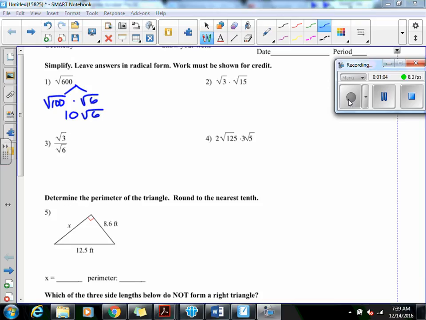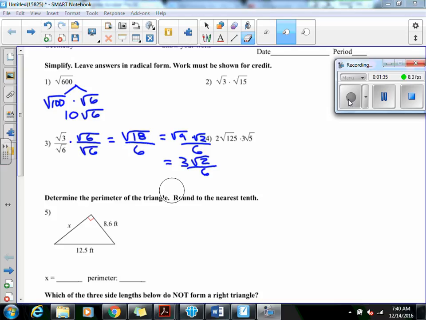We had this problem a lot, where you had to rationalize the denominator. We did that in the very first part of the unit, where we practiced doing this. So this becomes radical 18 over 6. And radical 18 breaks down into radical 9 times radical 2 over 6. That becomes 3 times radical 2 over 6. And 3 divides into 6 twice. So that becomes radical 2 over 2. Okay? All right.